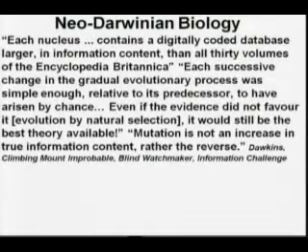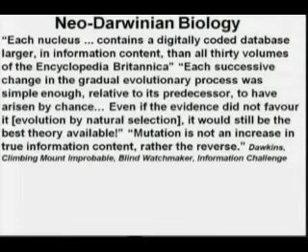So somehow life developed. So then what happens with life? Well, Darwinian biology is promoted all over the place. We're going to look a little bit at that. Richard Dawkins is probably the chief promoter of Neo-Darwinian evolution. And he acknowledges, for example, that each nucleus contains a digitally coded database larger in information content than all 30 volumes of the Encyclopedia Britannica.